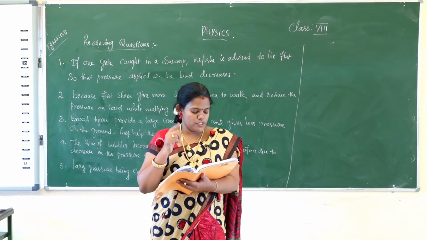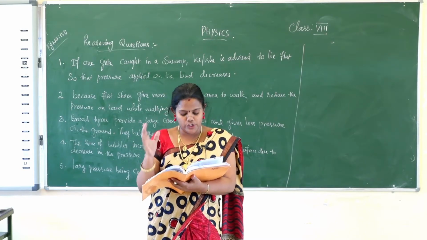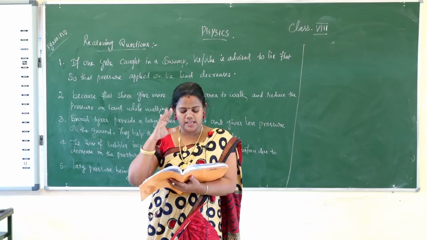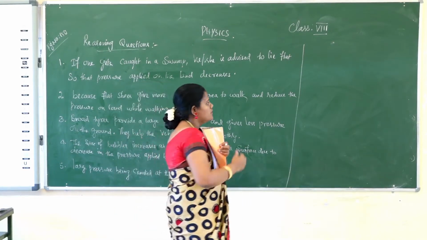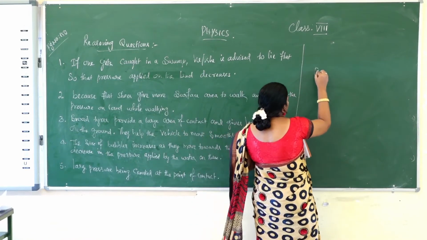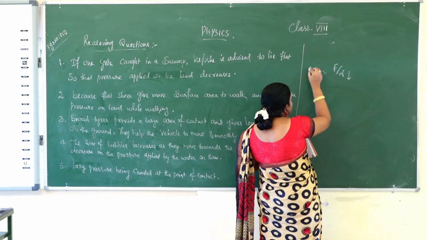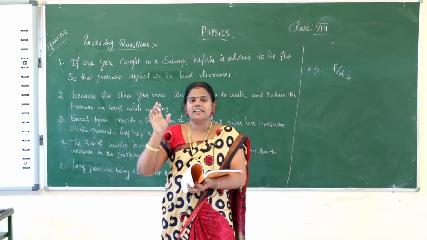So first one: when the force remains constant, but the area of contact is reduced, the pressure will... What's the formula for pressure? That is P is equal to F by A. So in this question, area is reduced, so pressure increases. The first one: area is reduced, the pressure will increase.